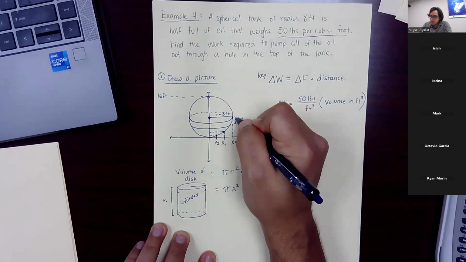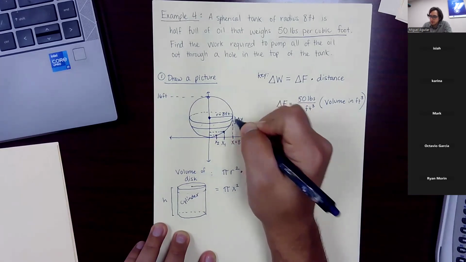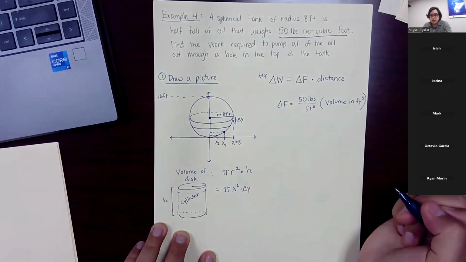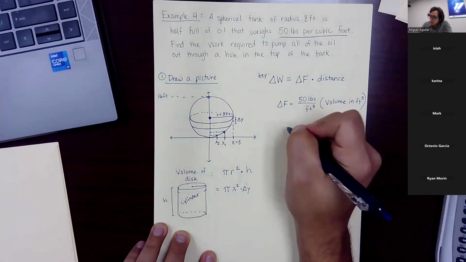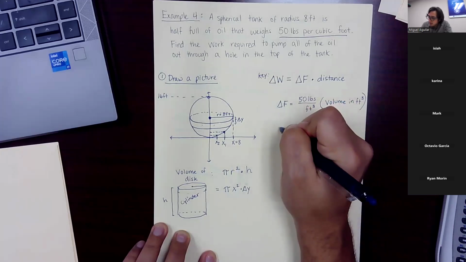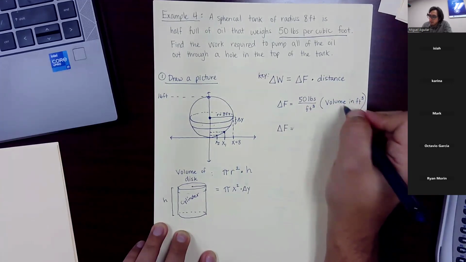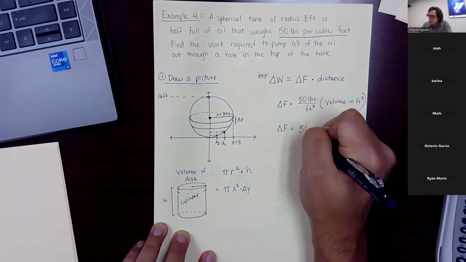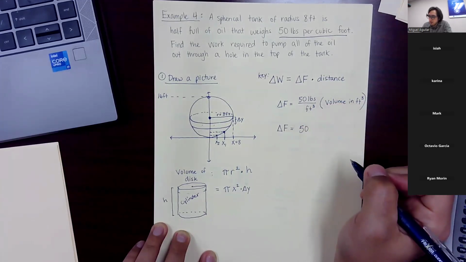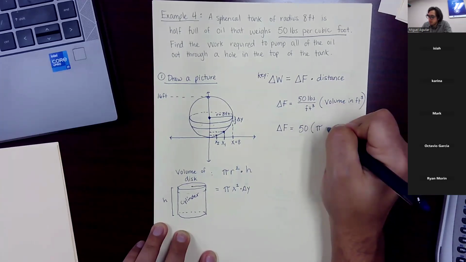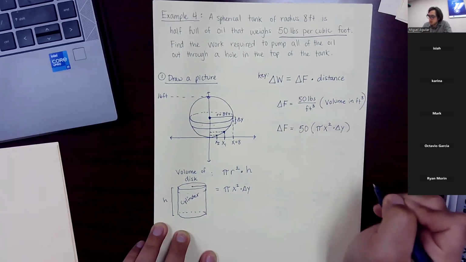And then we're saying that the thickness or the height of these little cylinders is delta y, right? So if we go back over here with this information, the incremental force that we were trying to come up with is going to be the 50 pounds per cubic foot times pi times x squared times delta y.